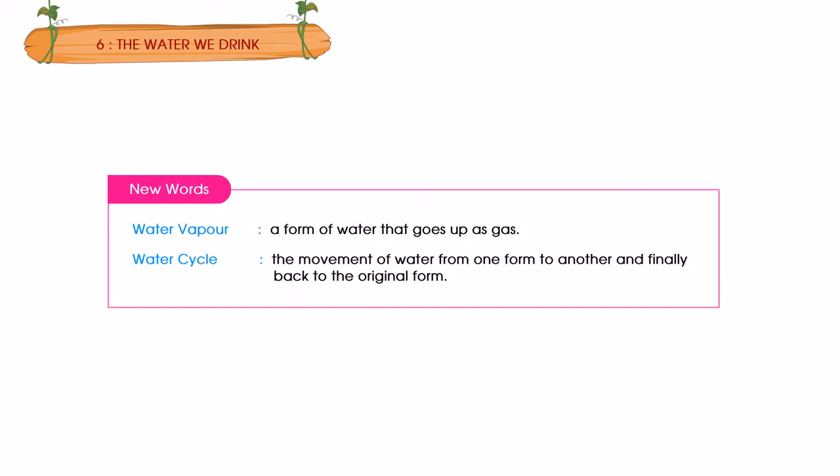New words. Water vapor. A form of water that goes up as gas. Water cycle. The movement of water from one form to another and finally back to the original form.